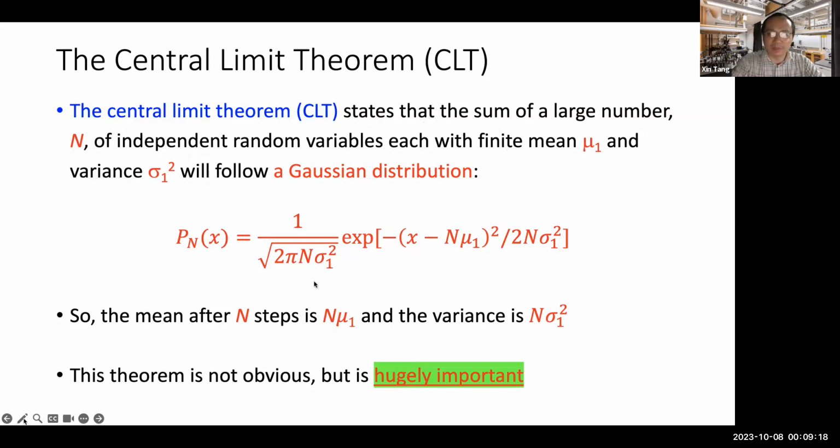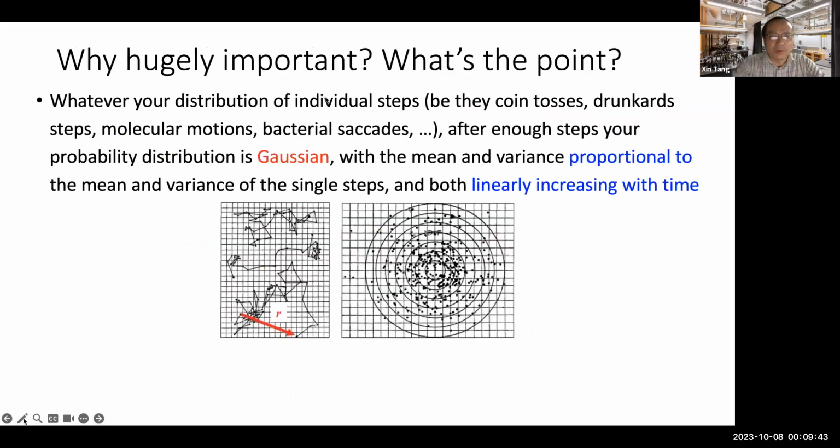So after many times, this final Gaussian distribution has its mean n mu1, its variance n sigma 1 squared, right? This theory is not very obvious, but it is hugely important. It helps people to understand many biological processes. So why is it important?